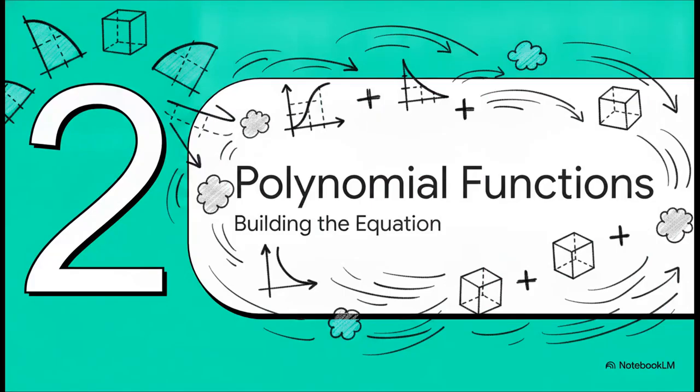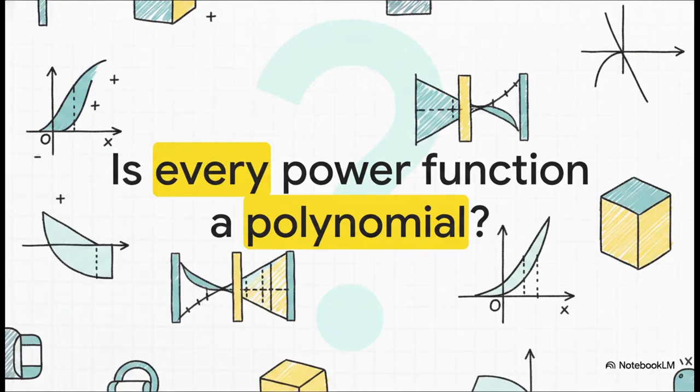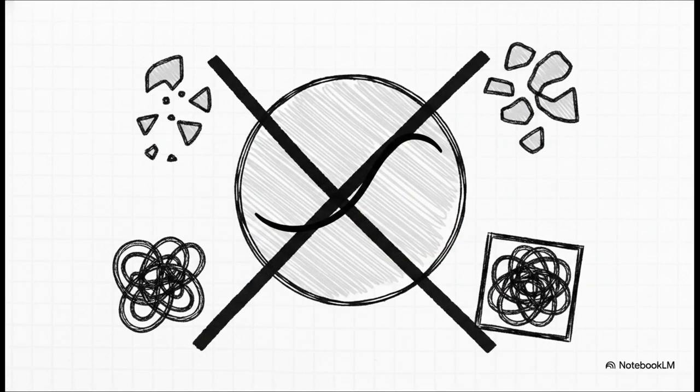Moving right along to section 2, building the polynomial function. Now, what's really fascinating is what happens when these individual power functions team up. We know polynomials are built by adding or subtracting these power functions, but we gotta ask, does every single power function automatically get to be part of a polynomial? Do they all make the cut? Well, the short answer is a hard no.